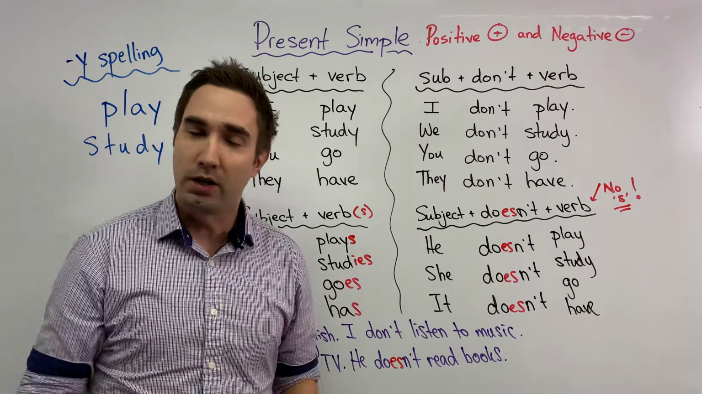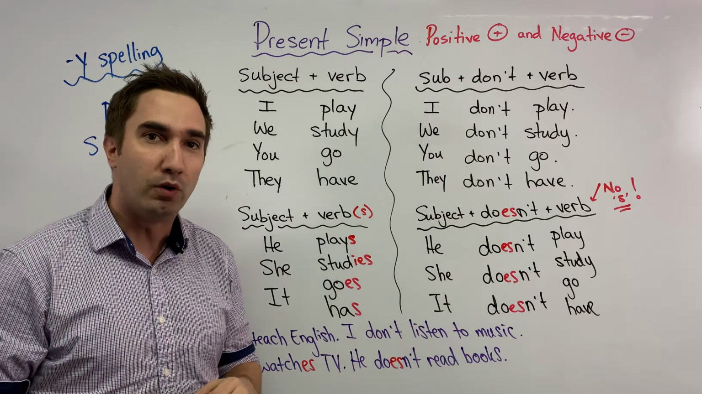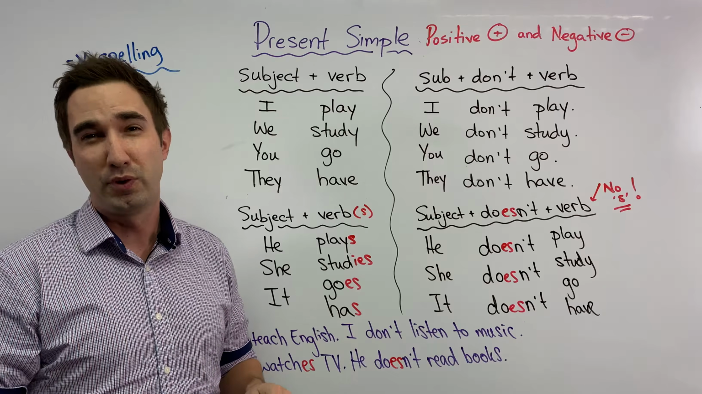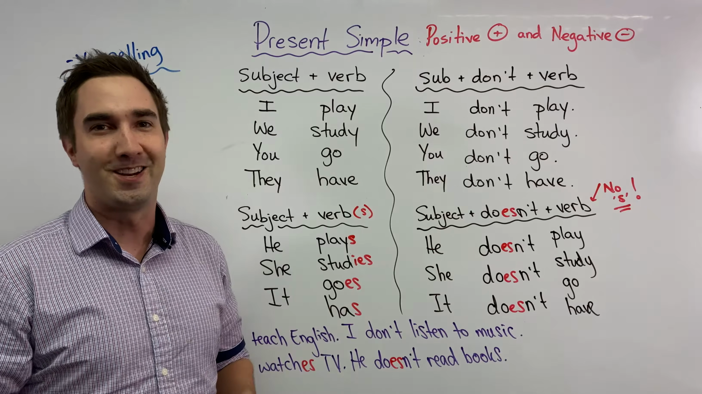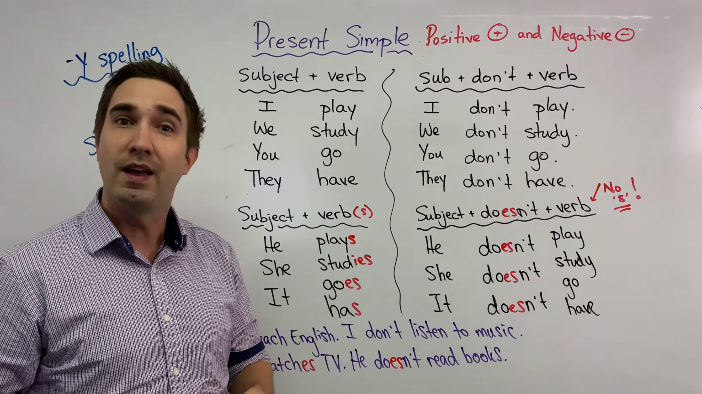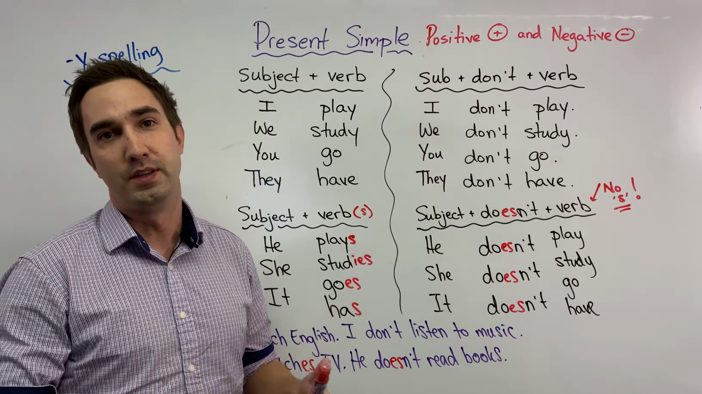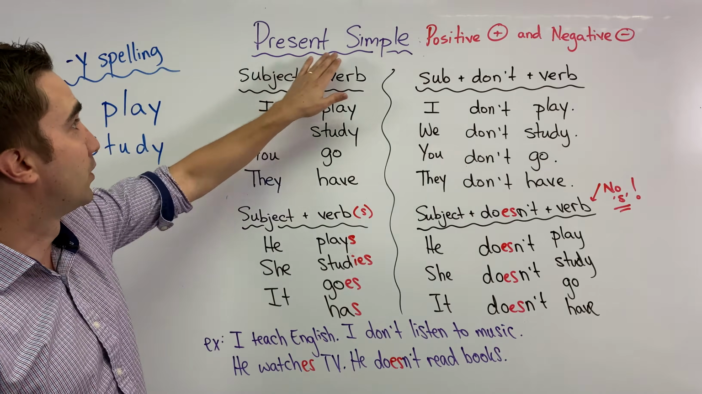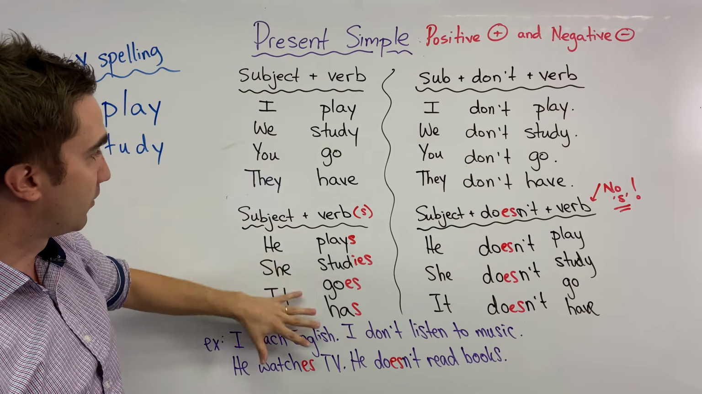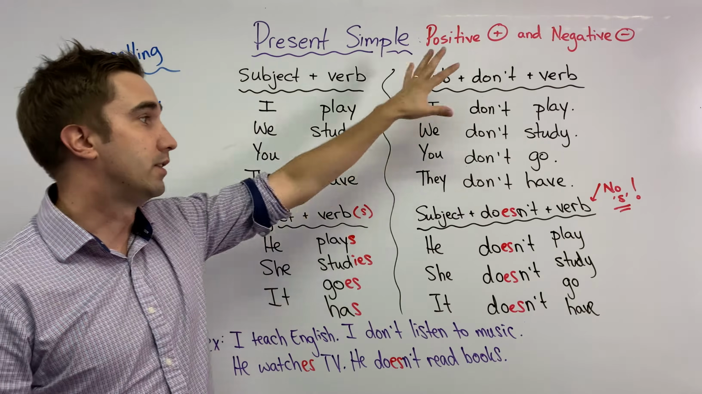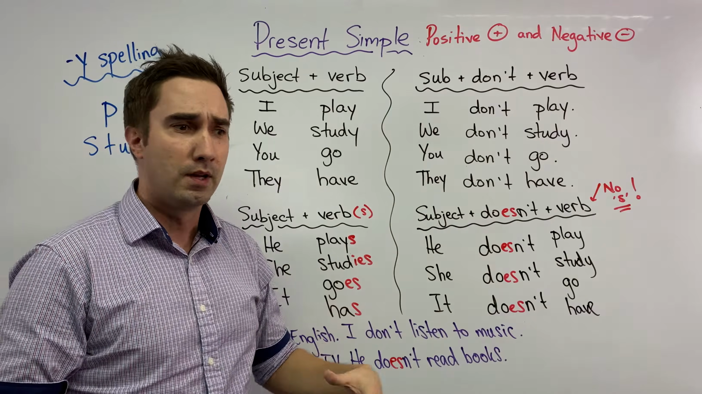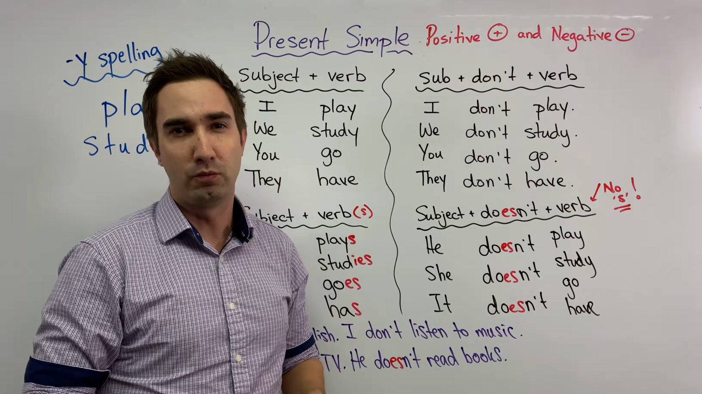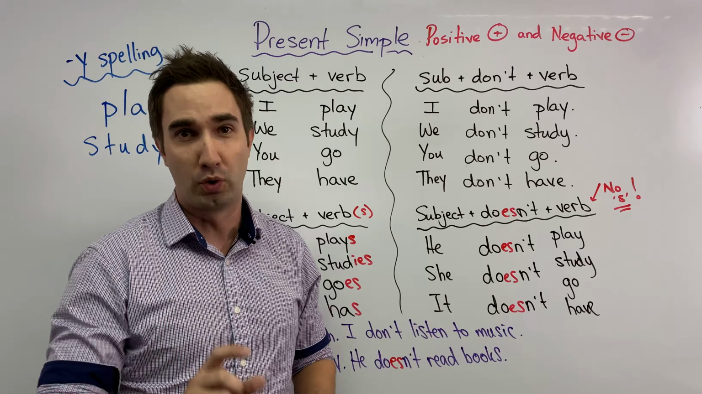Today, students, we're talking about the present simple. Now, this is for elementary level students, so this will be pretty simple. Let's have a look at the positive and negative forms of this grammar point. As I said, we're talking about present simple, and on this side, we're looking at the positive, and on this side, we're looking at the negative. This is easy. But there's just a few spelling rules that we need to look at more closely.